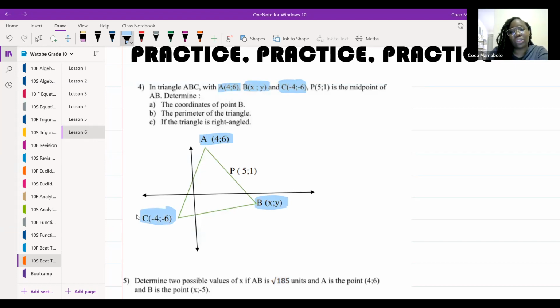And then they say to us that point P is the midpoint. That is very, very important. It's the midpoint of AB. So this point over here, P, is the midpoint of AB. All right. Now, the first question, which is the only question we're going to answer, we're not going to do B or C. We're only going to answer A. They say, calculate for the coordinates of point B.